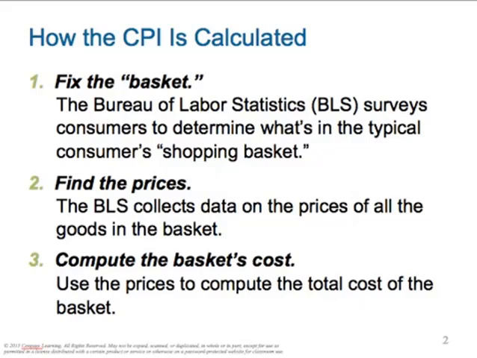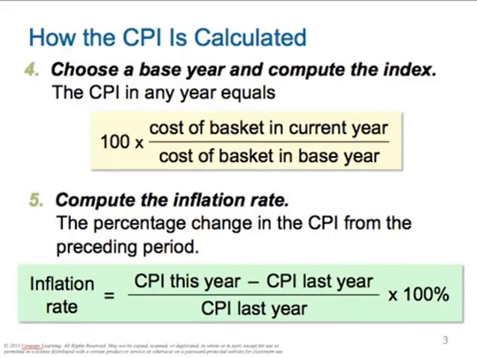Thirdly, we compute the basket's cost. We use the prices to compute the total cost of the basket. What's our basket of goods that we'd like to get actually costing us? Next, we choose a base year, like we talked about in the previous chapter, and compute the index. The CPI in any given year equals the cost of the basket in the current year over the cost of the basket in a base year, in percentage terms, so we multiply it by 100.